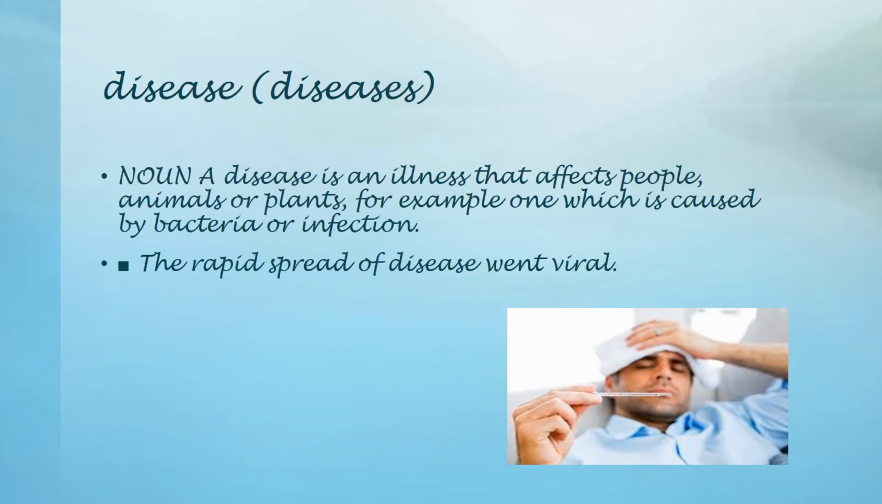Now let's move to disease. As you can see, disease is a noun and its plural is diseases. A disease is an illness that affects people, animals, or plants. For example, one which is caused by bacteria or infection. For example, the rapid spread of disease went viral.